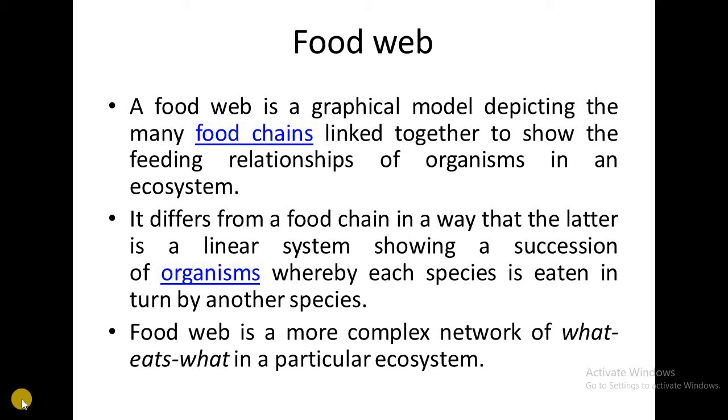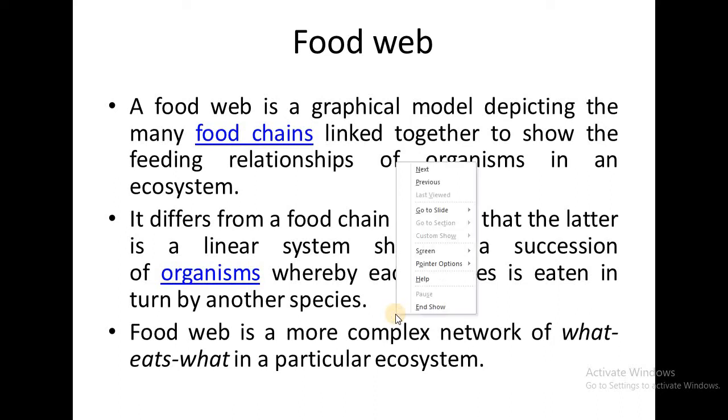A food web is a graphical model depicting many food chains which are linked together to show the feeding relationships of an organism in an ecosystem. It differs from a food chain in that the latter is a linear system showing a succession of organisms where one species is eaten in turn by another species. A food web is a more complex network of what eats what in a particular ecosystem.